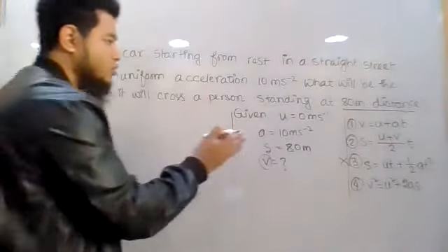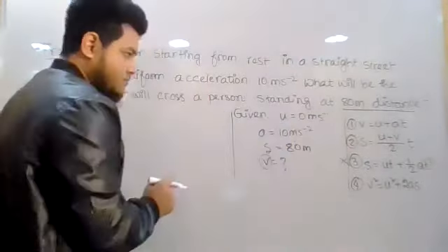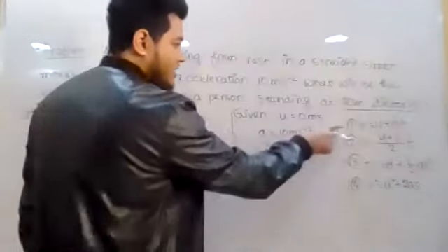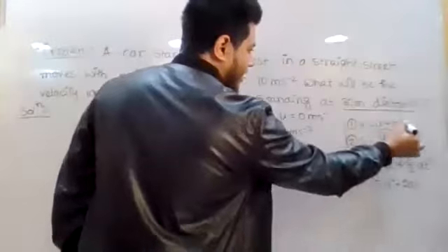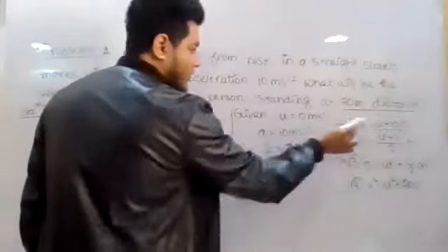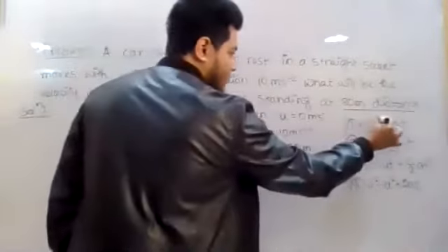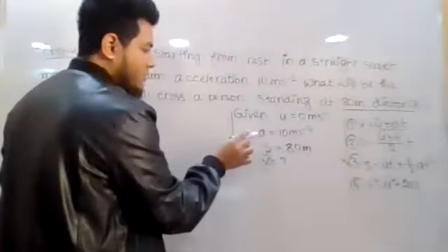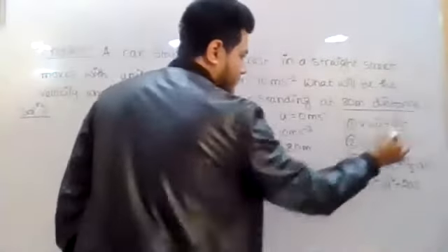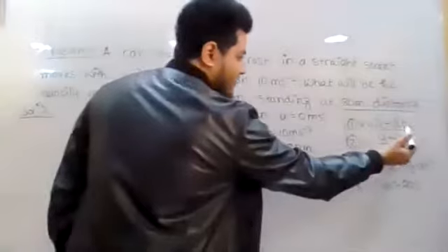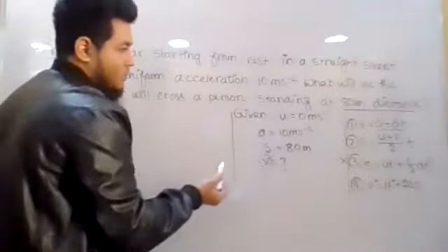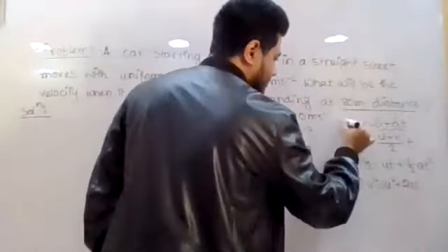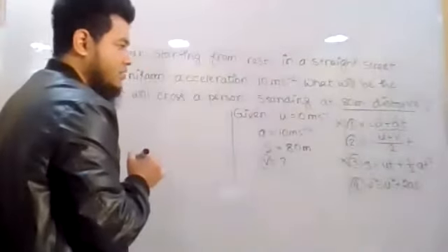Now let us choose. The first one: if I want to find out V, this is the information I need to know: U, A, T. So let us check. Do we have U? Yes, I have U. Do I have the value of A? Yes, I have the value of A. Then I need the value of T. Do I have the value of time? No. This equation is cancelled. I cannot use it.